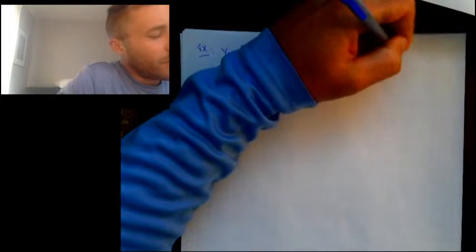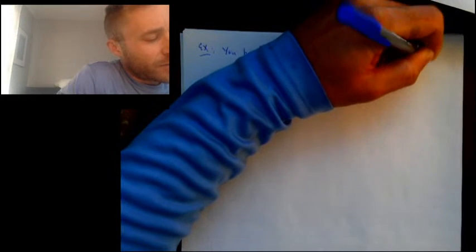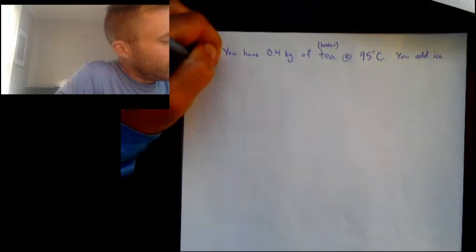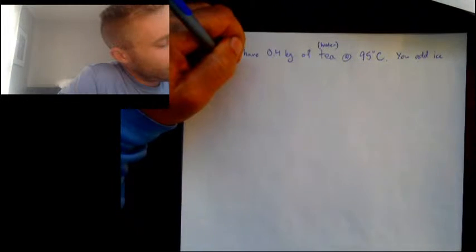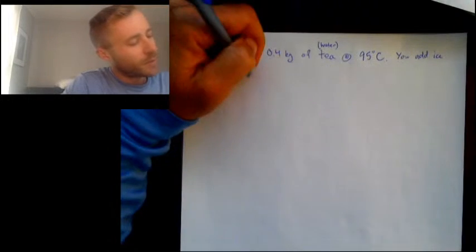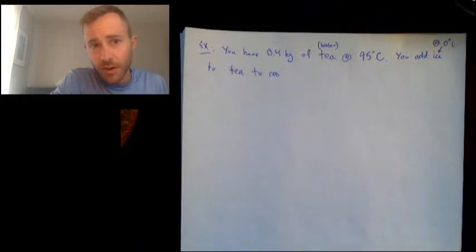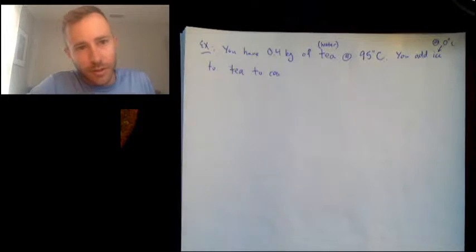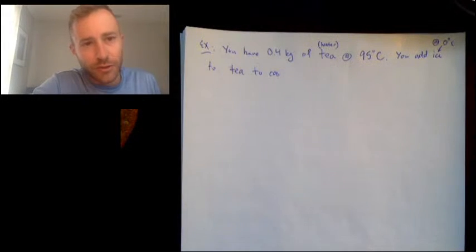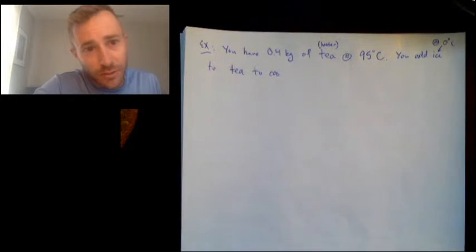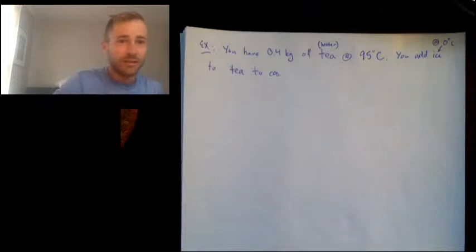You add ice to the tea to cool it. And I should say the ice starts out at 0 degrees Celsius. Okay. This has always bothered me. You ever say, like, oh, we're going to give you an ice cold beverage? Well, that kind of depends on how cold your ice is, because ice can exist at any temperature below 0 degrees Celsius. So if someone says it's ice cold, well, I say, how cold is your ice?